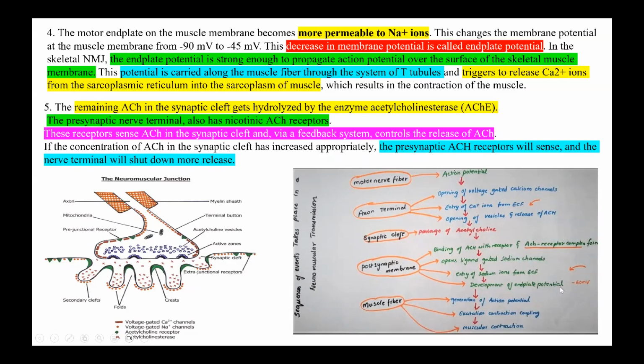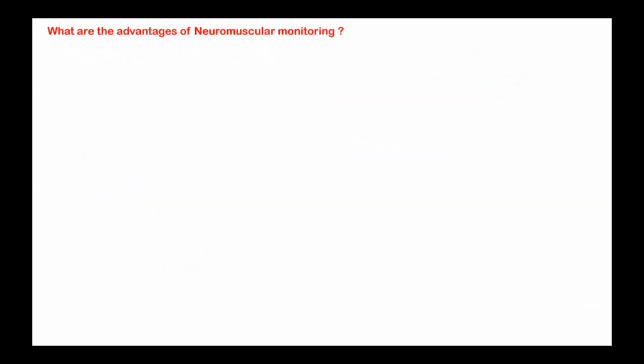Development of end plate potential. So from minus 95 it rises to minus 50. And in the muscle fiber, an action potential will be generated. Excitation, contraction, coupling, muscular contraction. So these are all the steps, or the sequence of events, that take place in the neuromuscular junction, which you can remember for easy description at exam time.